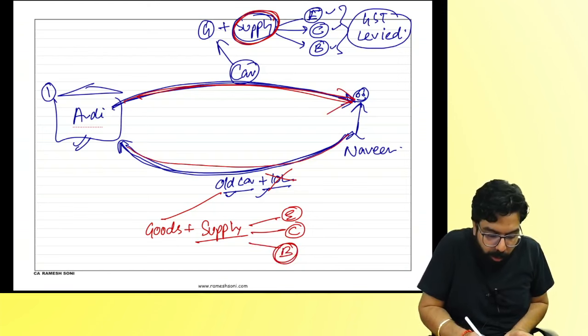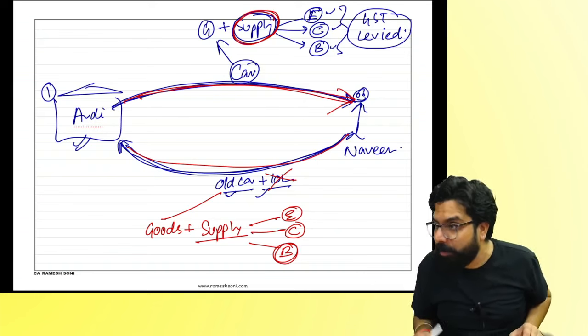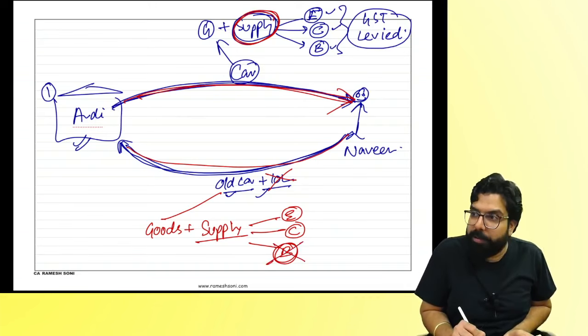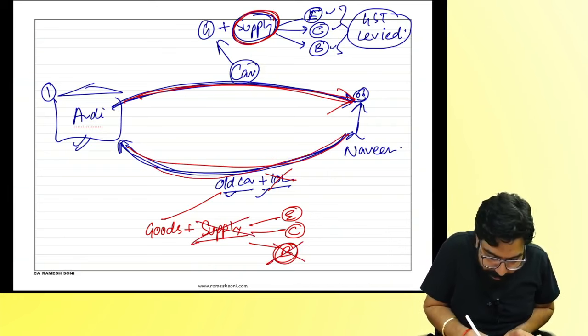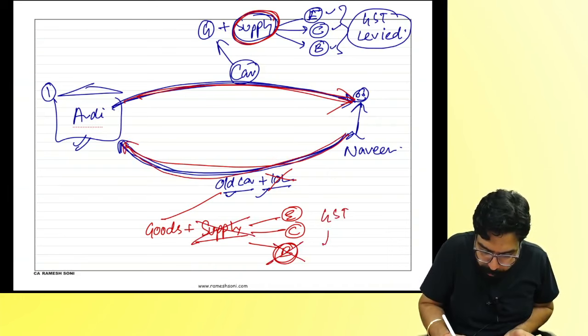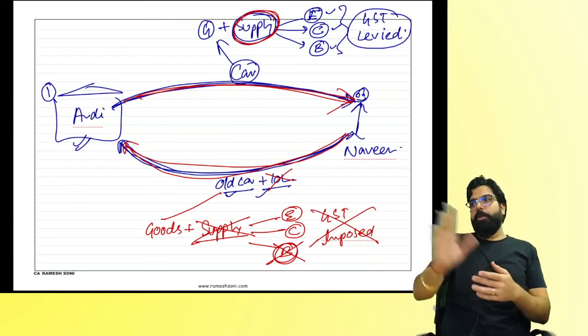Is it his business to give an old car, take a new car, give an old car, take a new car? Is it his business? It is not in the course of his business, and hence will it be a supply or not a supply? So when he is doing the transaction, will GST be imposed or not imposed? But when the car showroom did it, GST will be imposed.